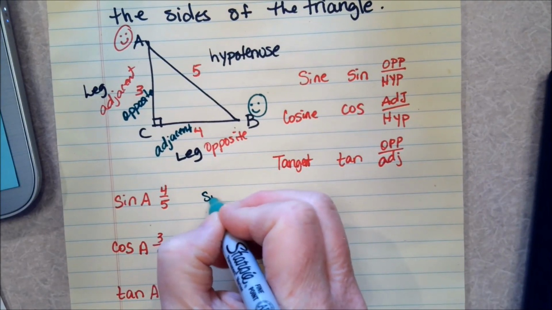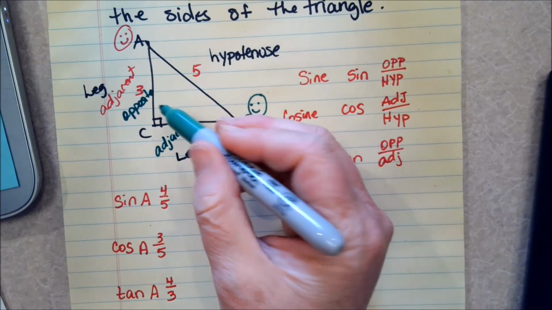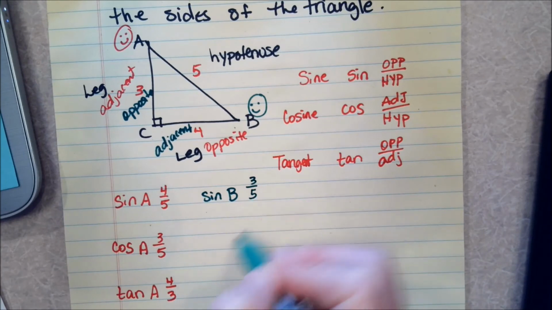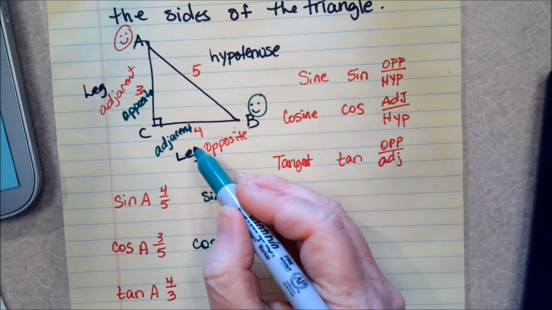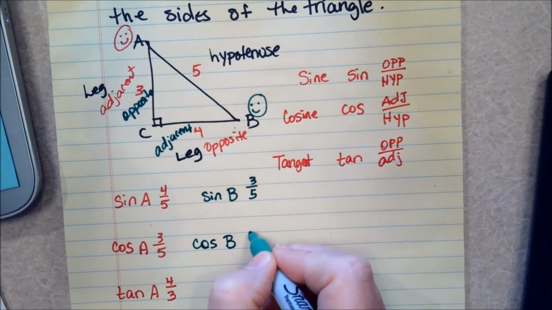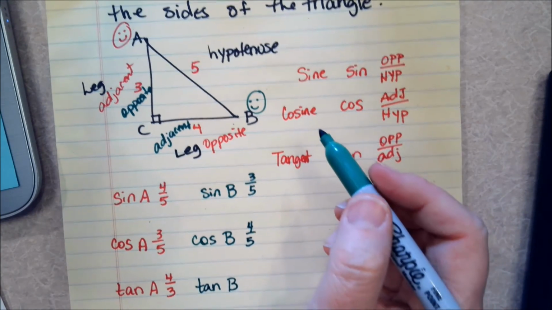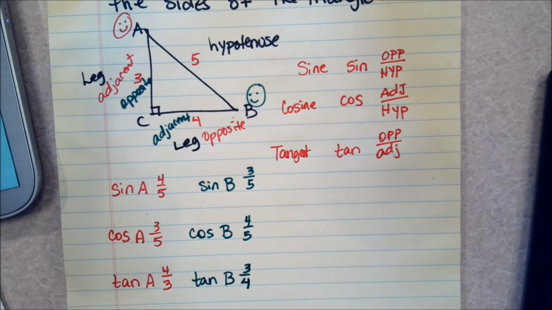So if I wanted the sine from angle B, that would be the opposite over the hypotenuse, which is 3/5. The cosine from angle B is the adjacent over the hypotenuse, which is 4/5. And the tangent from angle B is the opposite over the adjacent, which is 3/4.